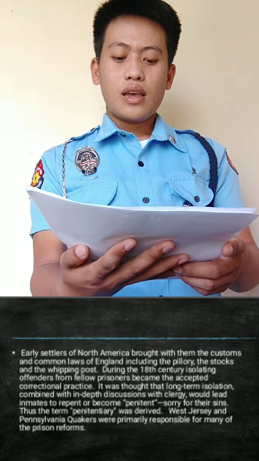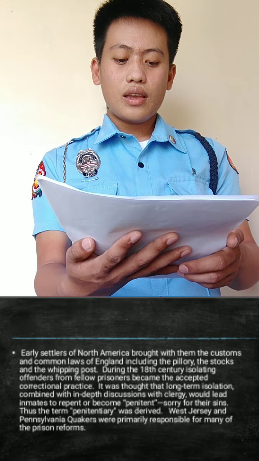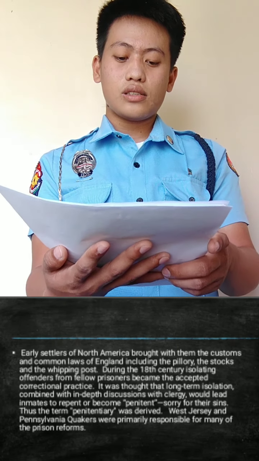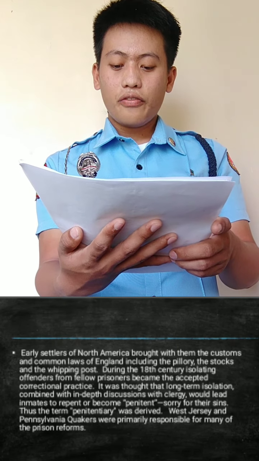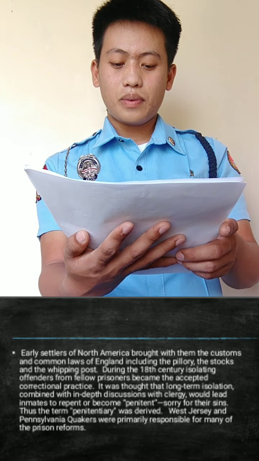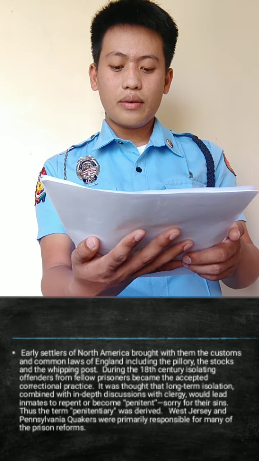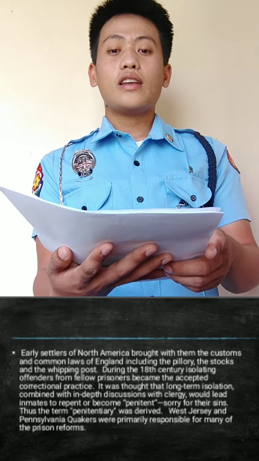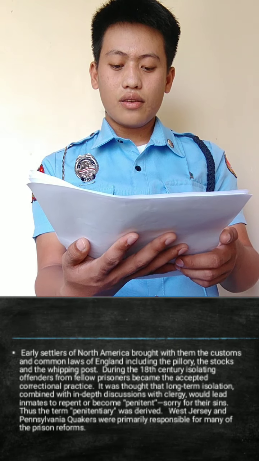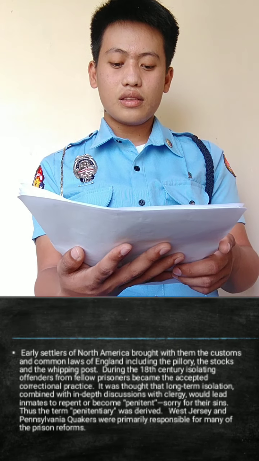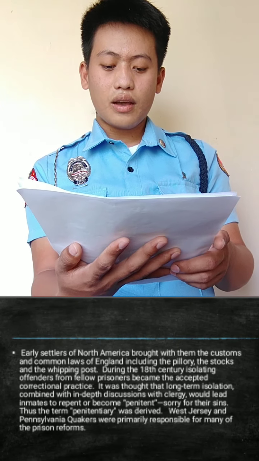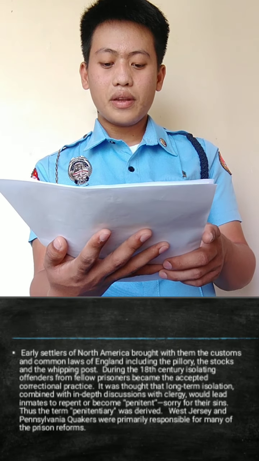So next, early settlers of North America brought with them the customs and common laws of England, which included the pillory, the stock, and the whipping post. During the 18th century, isolating offenders from fellow prisoners became the accepted correctional practice. It was thought that long-term isolation combined with in-depth discussion would lead inmates to repent and become penitent.